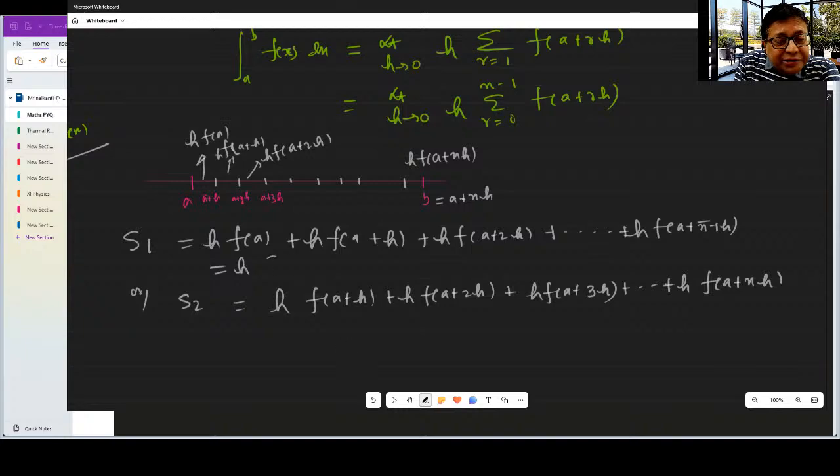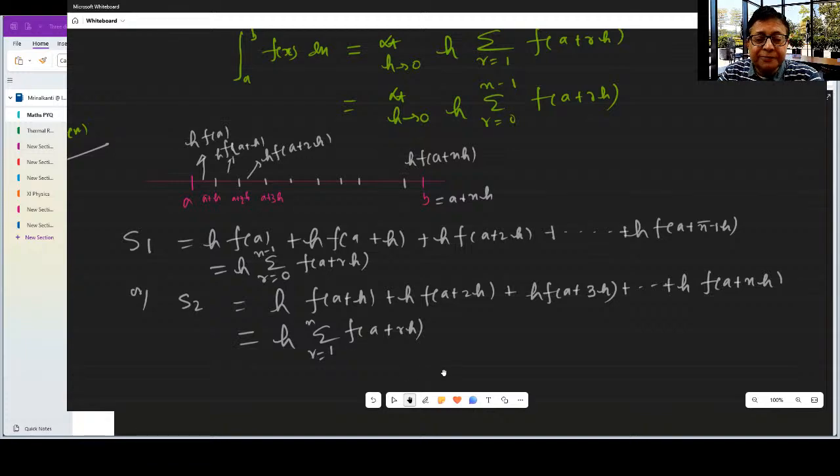This is nothing but h sigma r equal to 0 to n minus 1 f of a plus rh. You just put r equal to 0, you will be getting the first term, r equal to 1, the second one, r equal to 2, the third one, like that. Similarly, this we write f of a plus rh. Okay?